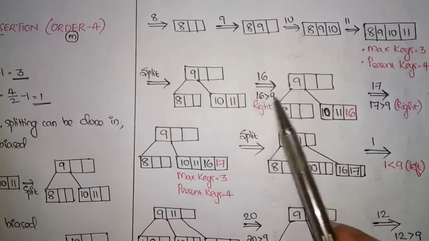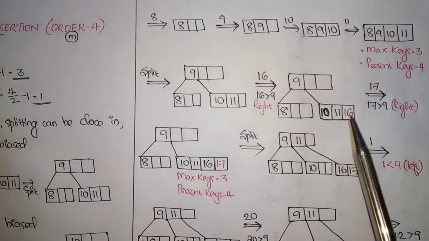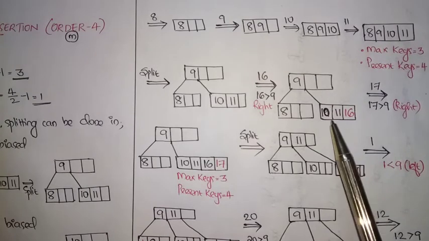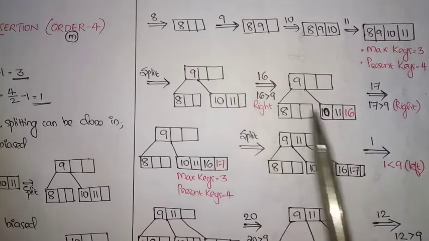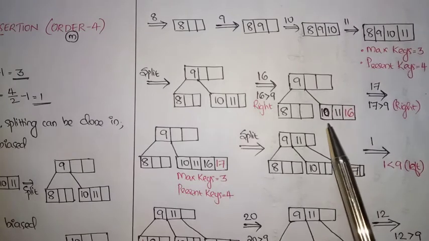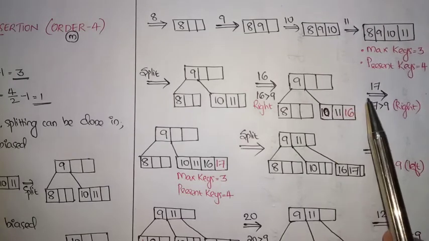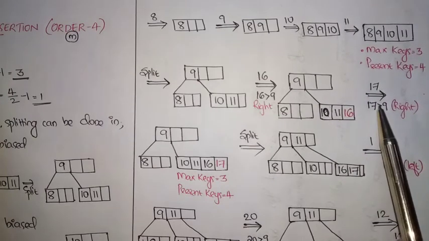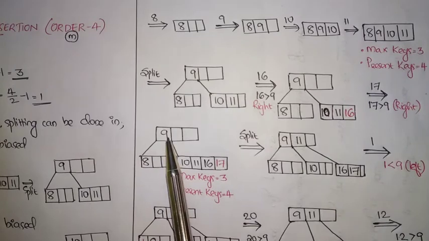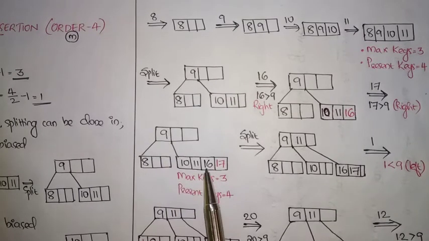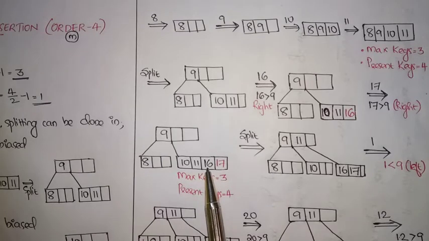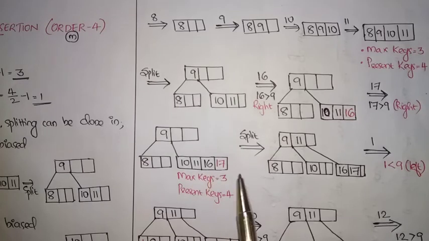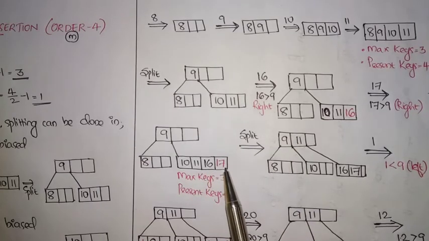So since 16 is greater than 9, I choose this right element and I insert 16 after 10 and 11. So this is not at all violating my condition, so I can proceed with the next key. I choose the next key 17. Here 17 is greater than the root node 9. So I choose this right child of 9. Here after 10, 11 and 16, I insert this particular key 17.